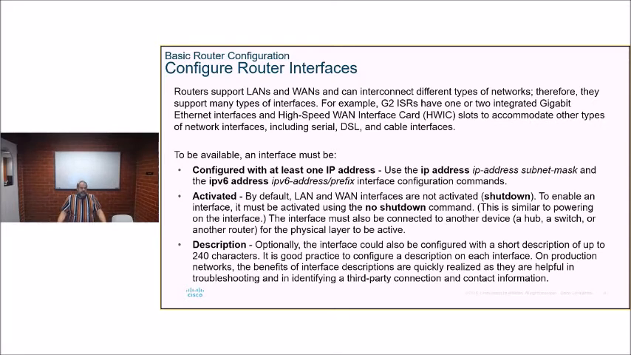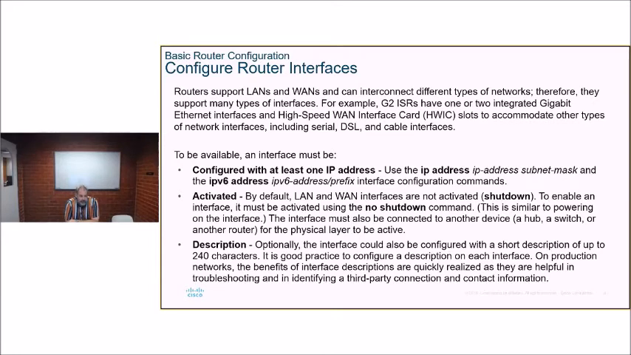Okay. So configuring router interfaces. Routers support LANs and WANs and can interconnect different types of networks, therefore they support many types of interfaces. For example, G2 ISRs have 1 or 2 integrated gigabit Ethernet interfaces and high-speed WAN card interfaces, HWIC, to accommodate other types of network interfaces, including serial, DSL and cable.